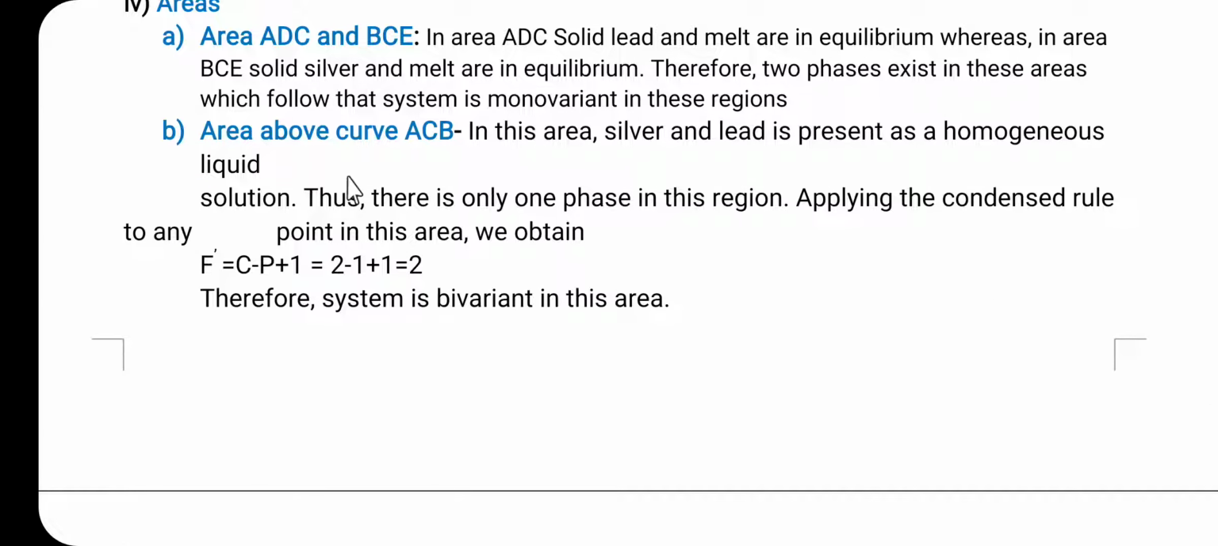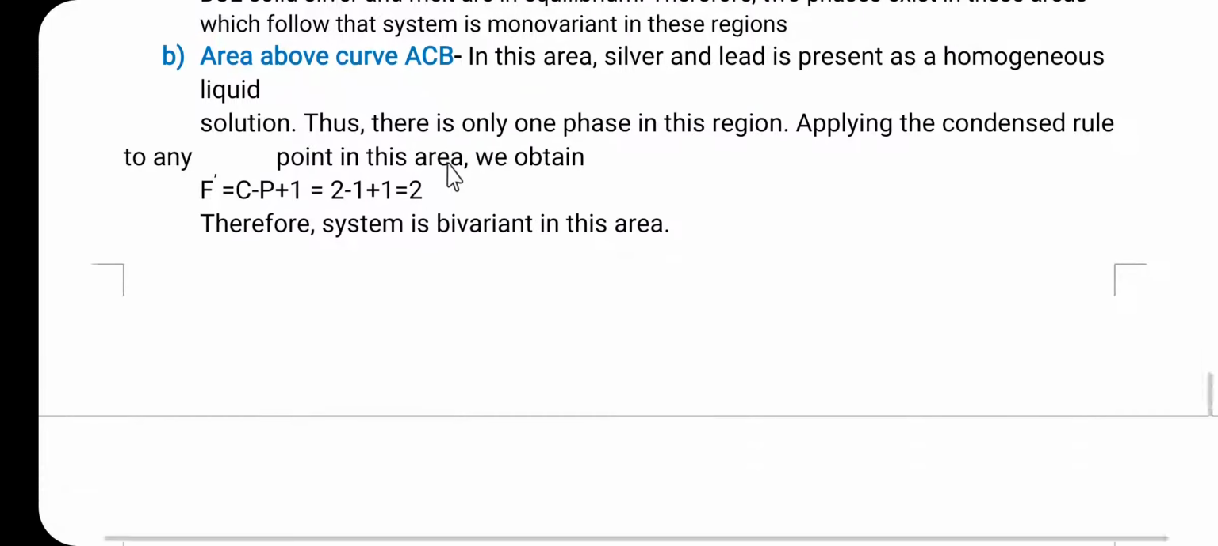Then the area above the curve ACB: in this area silver and lead are present as a homogeneous liquid solution. Thus there is only one phase in this region. Applying the condensed phase rule, F dash is equal to C minus P plus 1. For the two component system C is equal to 2, and there is only one phase, so F dash is 2 minus 1 plus 1, that is 2. Therefore the system is bivariant in this area. That means we have to specify two variables to locate a point in the area above ACB.